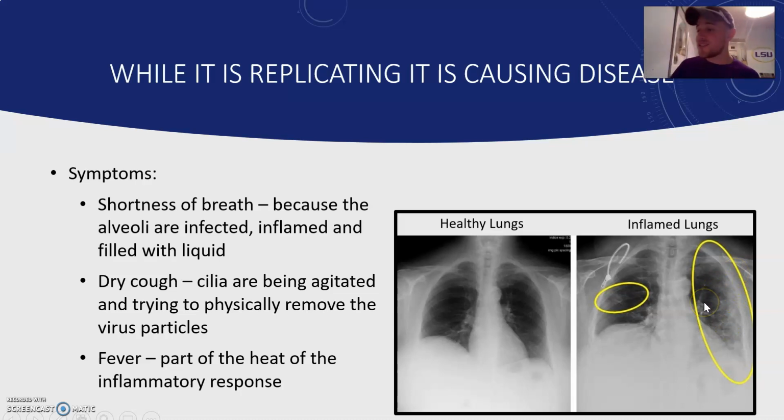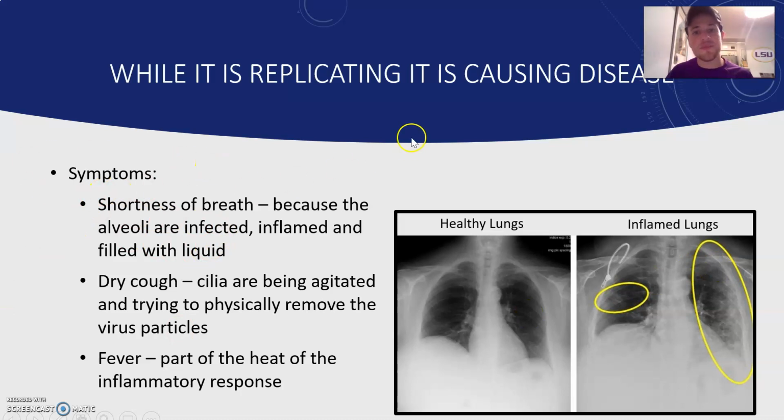So what's interesting to note here is that the virus itself isn't actually doing the damage. It's actually the immune response that's largely doing the damage. And so this is called an immunopathogenic disease. That means the immune system is the problem, right? Immunopathogenic disease.